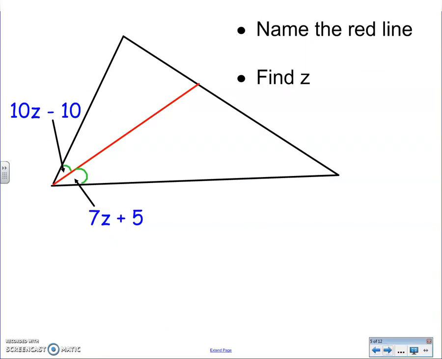Name the red line. This red line starts at a vertex, does not make 90, does not go to midpoint, but look, those 2 angle marks there mean they're the same. That means this is an angle bisector.